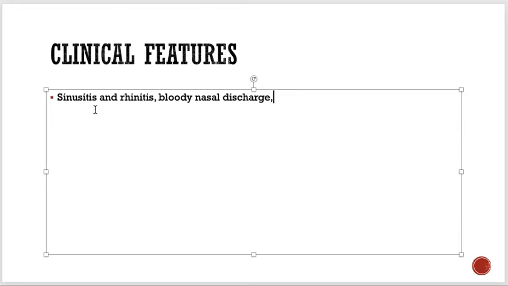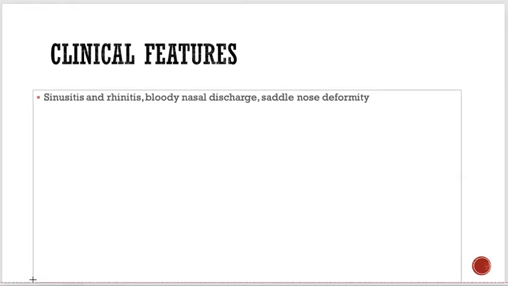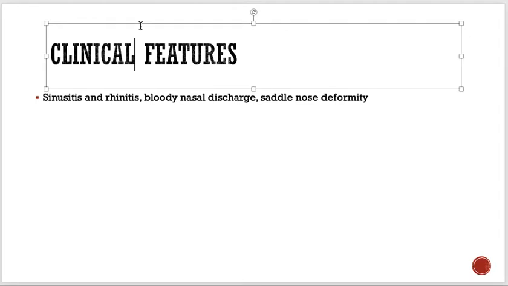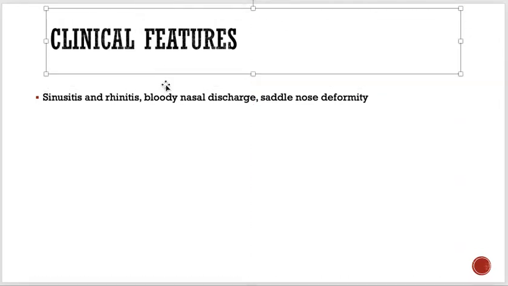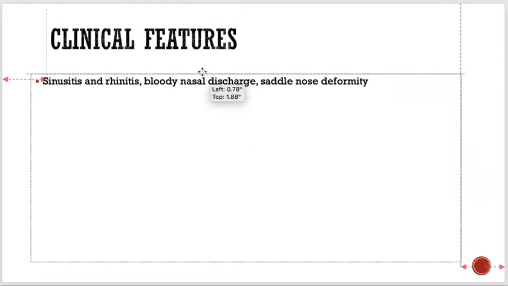Okay, and many of these patients have saddle nose. Why saddle nose? Because of granuloma formation. The septum of the nose gets destroyed, so they have the saddle nose deformity because of that. Their septal cartilage is destroyed because of the granulomatous disease, so they may have this kind of abnormality.